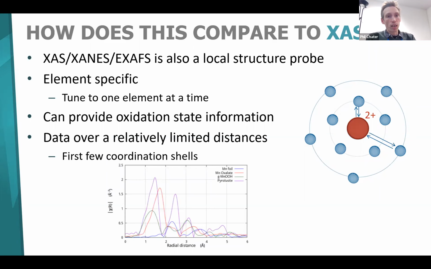And also, it's slightly limited in that you tend to only get information over the first few coordination shells. So here we have an example of looking at some different manganese species, and you can see the data's basically gone by 5 angstroms. So you're seeing the first couple of coordination shells, but nothing beyond that.